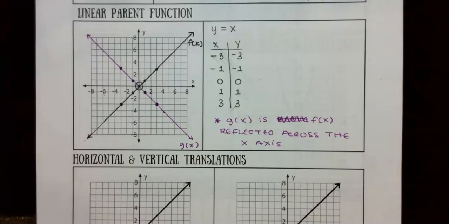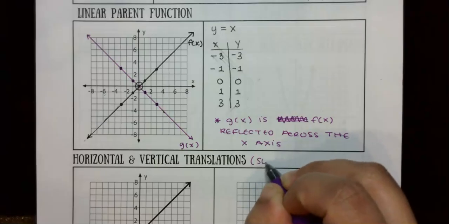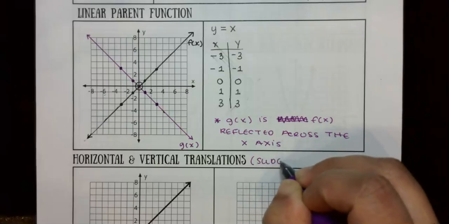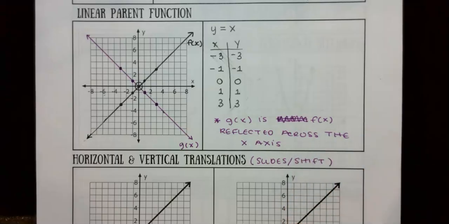Now, the next thing that we're going to talk about is translations. Translations is the same thing as slides or shifts. So that means we are not changing the shape. We're not changing the direction of the line. We're not doing anything to the line except for moving it either up, down, or left or right, depending if it's horizontal or vertical translation.